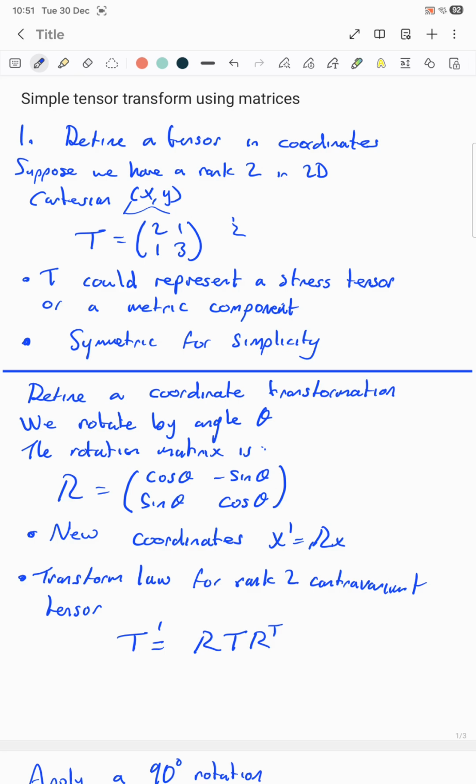Now we define a coordinate transformation. We notate by an angle theta. Now for this, the rotation matrix is given here. And the new coordinates after this transformation will be x prime. So our transform law for the rank 2 contravariant tensor is given here.